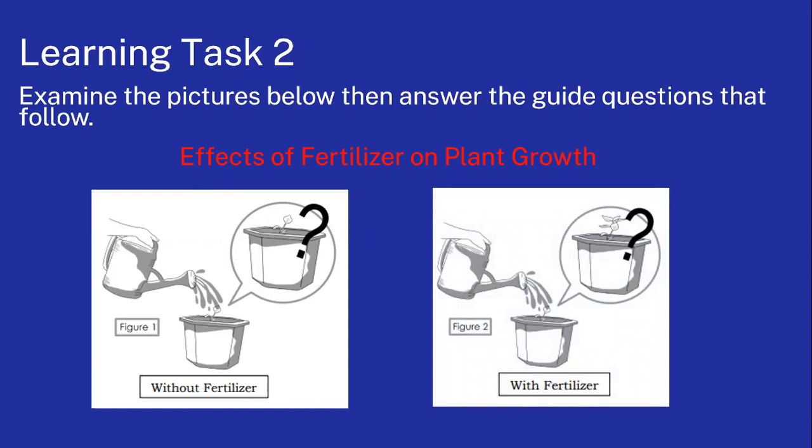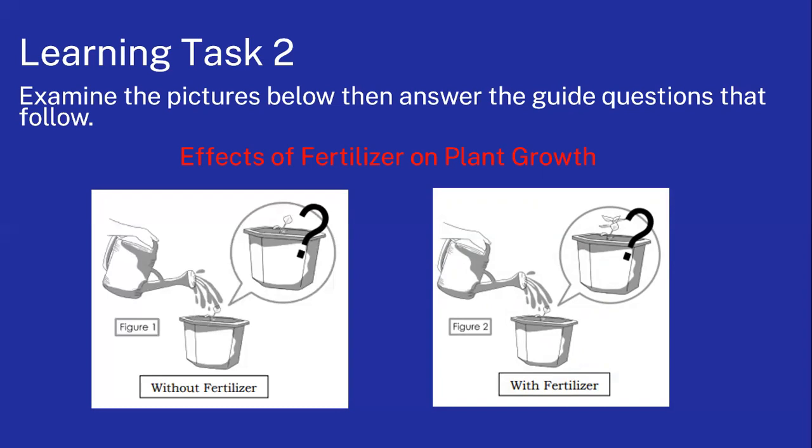The second picture is another plant wherein after watering it, you will also apply fertilizer. What do you think will happen to the plant? Based on the two pictures, what have you observed between the two figures? In the first picture, the plant has no fertilizer, while in the second picture, it has a fertilizer. Do you think the fertilizer has an effect on the plant?